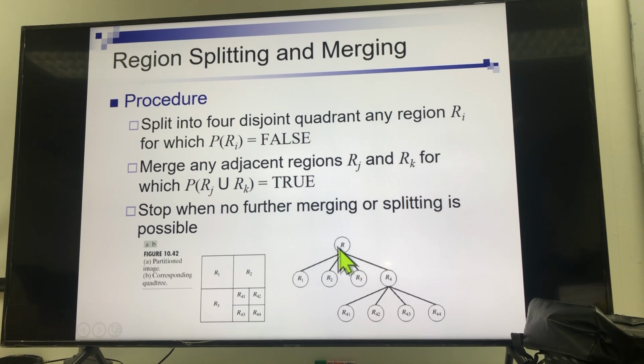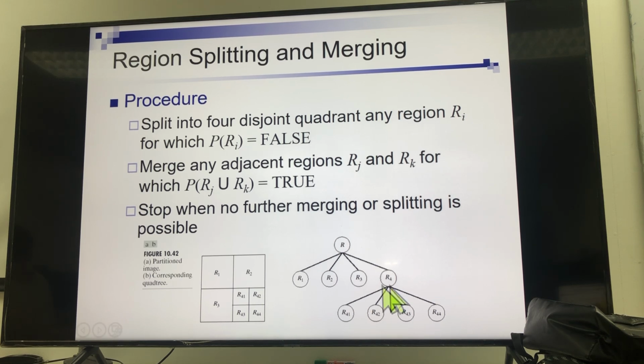So the region R is split into 4 parts because they have different, very high variance. That means they could contain more objects and the background. And for each of these regions, you split again. You check R1, R2, R3, R4. If they have high variance again, you split again.